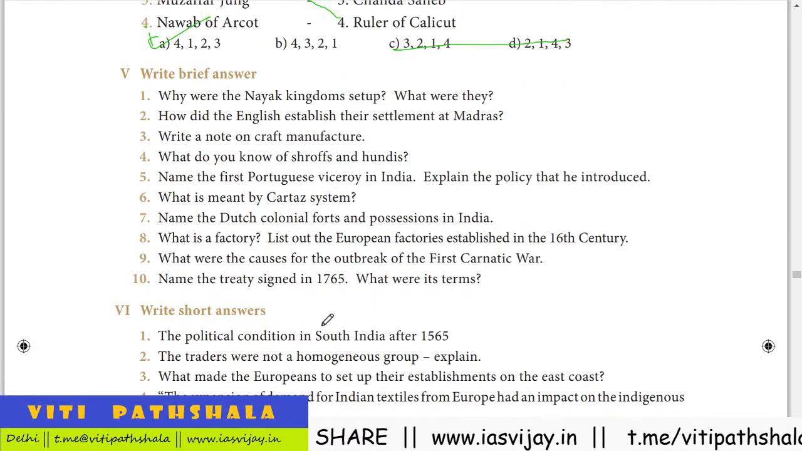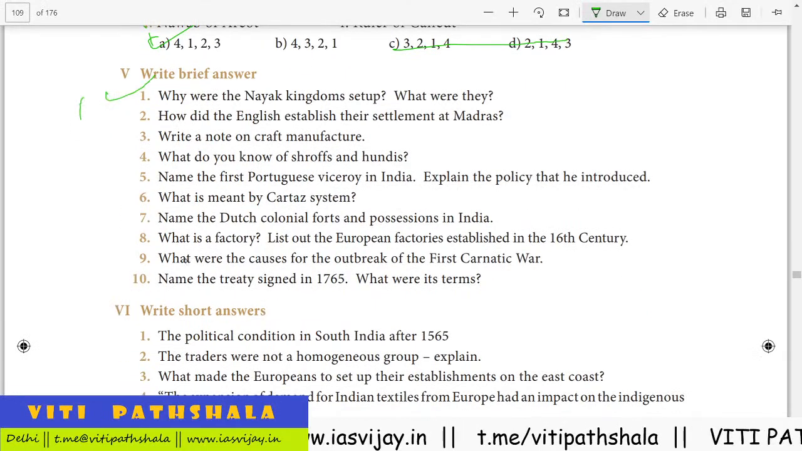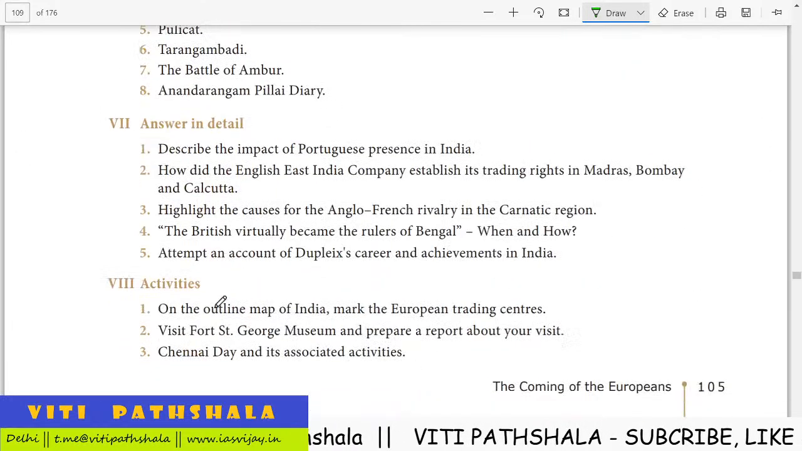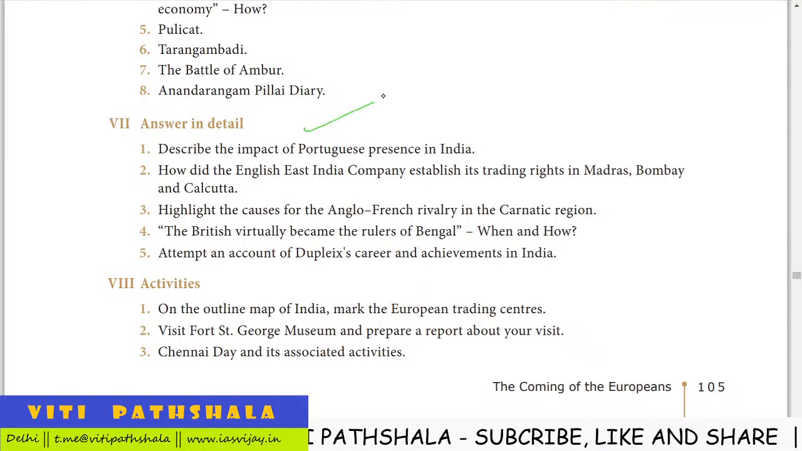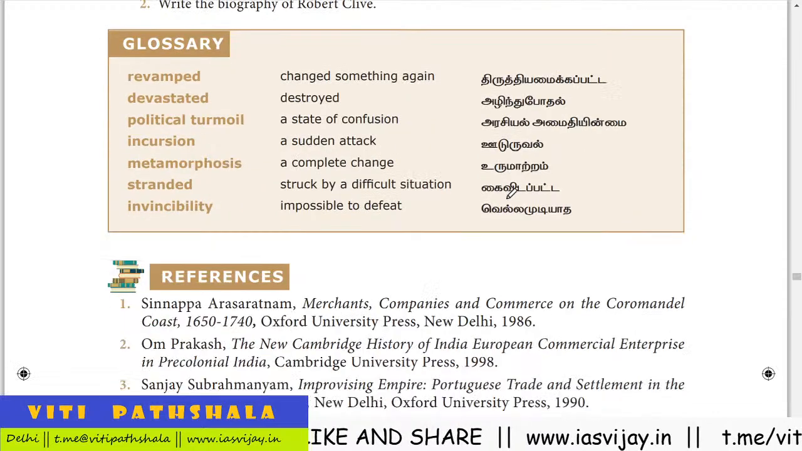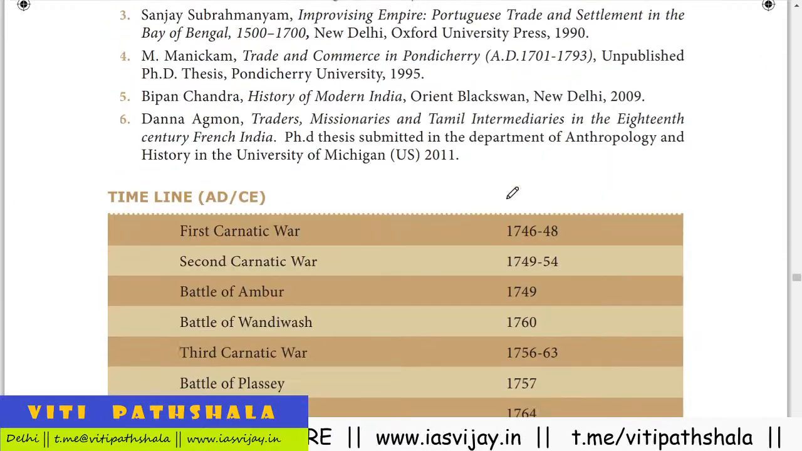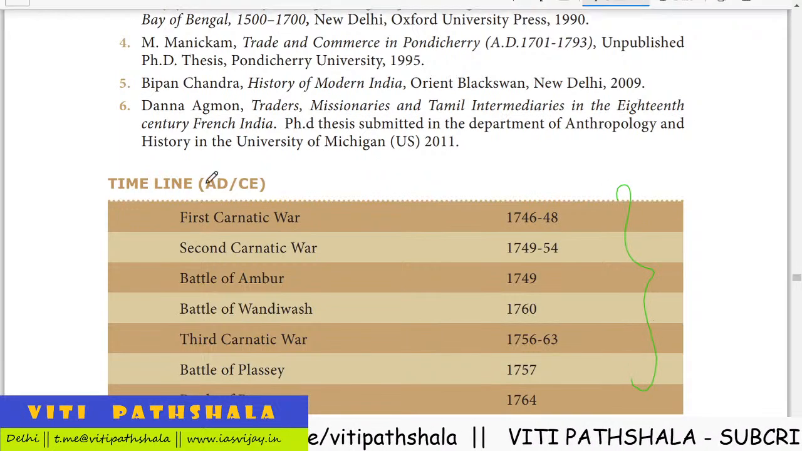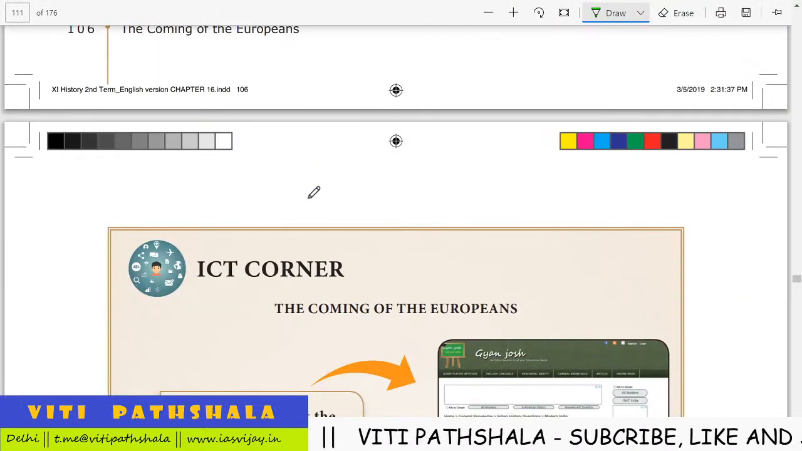Now write brief answers. ये आपको, you have to write these short answers also. So answers in detail, you have to write these answers also. So this was a chapter that we have completed, and it took me 1 hour to complete a chapter. And this timeline, learn this timeline. जो ये timeline दी हुई है इसको याद कर लेना.